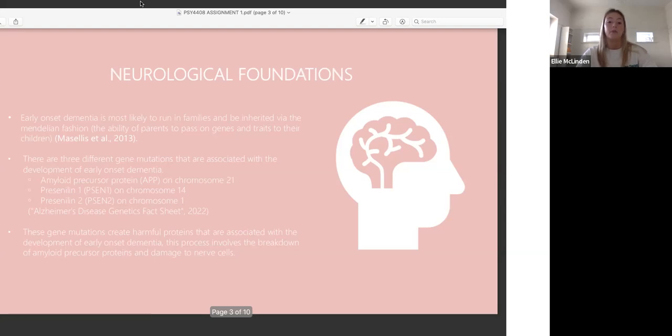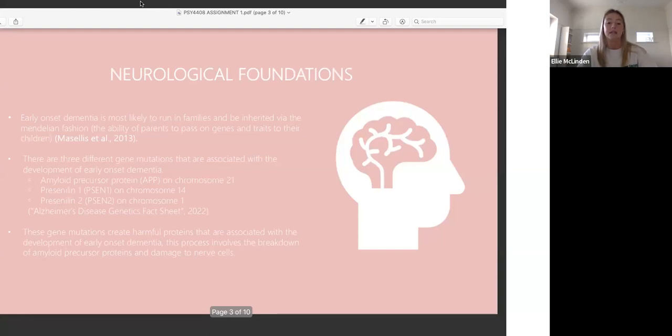These are the amyloid precursor protein on chromosome 21, the presenilin 1 on chromosome 14, and the presenilin 2 on chromosome 1. These gene mutations create harmful proteins that are associated with the development of early onset dementia. This process involves the breakdown of amyloid precursor proteins and damage to nerve cells.